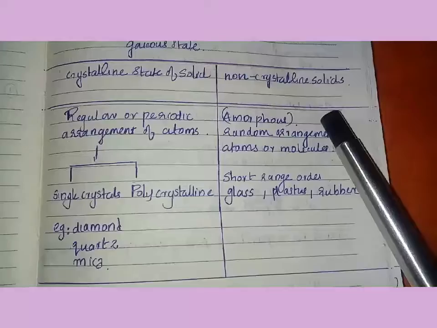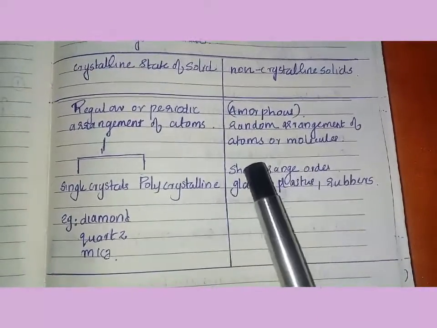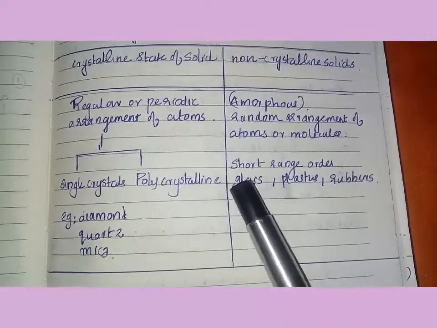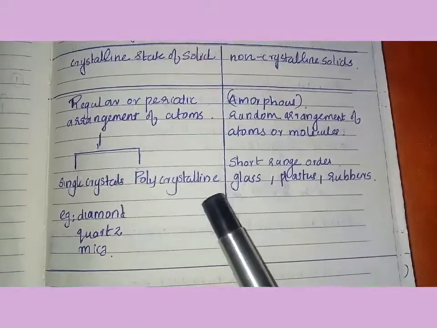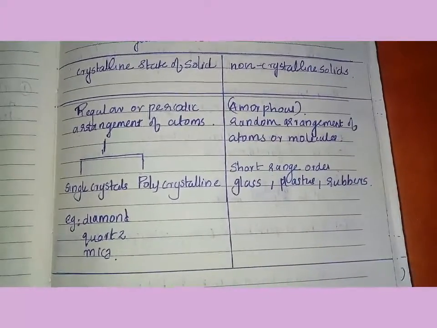Non-crystalline solids are known as amorphous: a random arrangement of atoms or molecules, with short-range order. Examples are glass, plastic, rubbers.